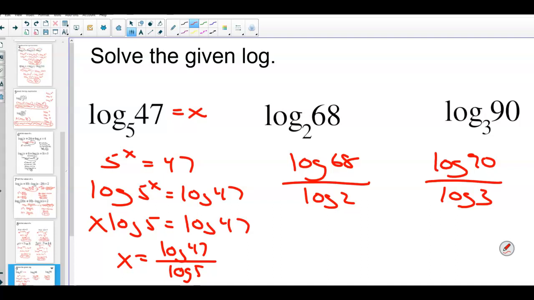And to get those answers, I can literally just use the log button where the assumed base is 10. It really doesn't matter. Log of 47, close the parenthesis, log of 5. And my answer is 2.39.